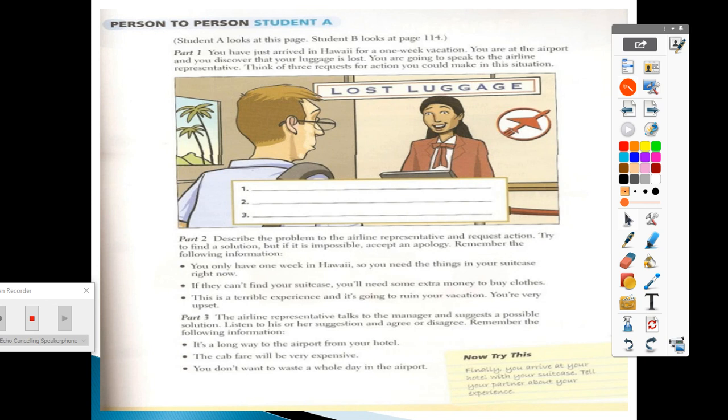Now this item is somewhat different from the others, but of course it has a relation to the main title, which is requests and favors. Now part 1, you have just arrived in Hawaii. Hawaii is a state in the United States of America, like New York, Los Angeles, Las Vegas. You have just arrived in Hawaii for a 1-week vacation. You are at the airport and you discover that your luggage is lost. You are going to speak to the airline representative.